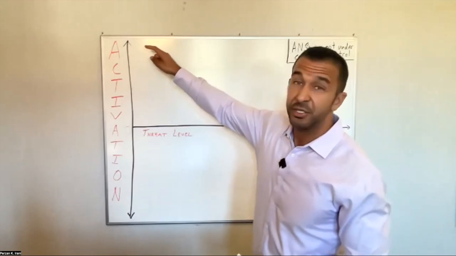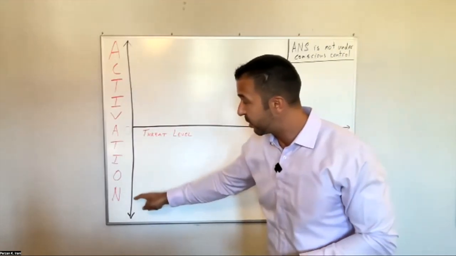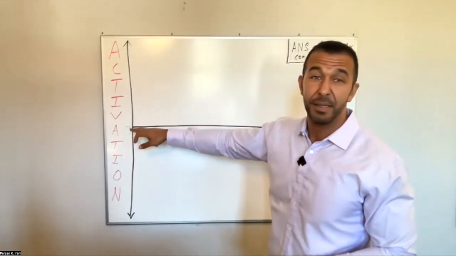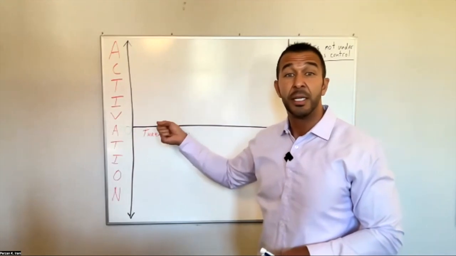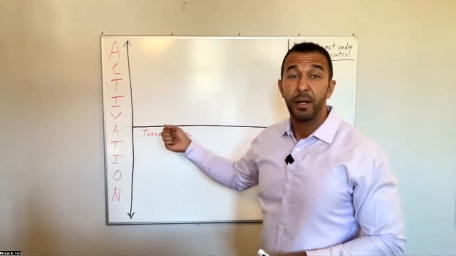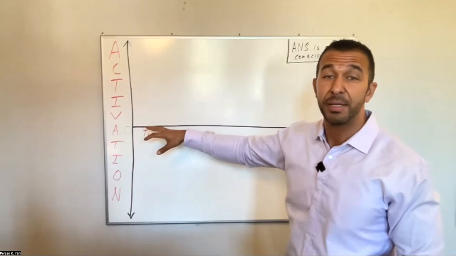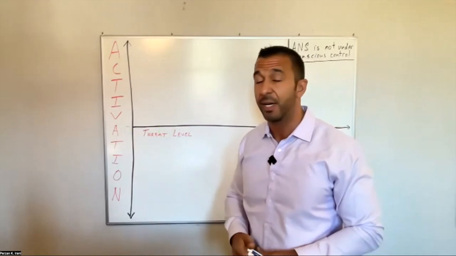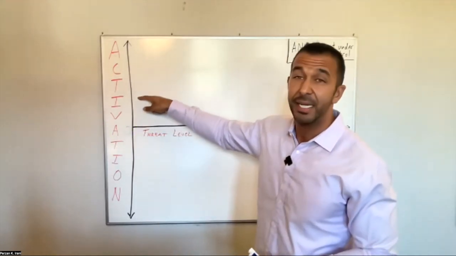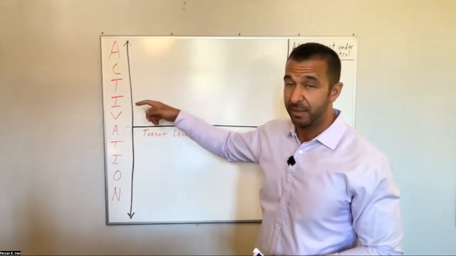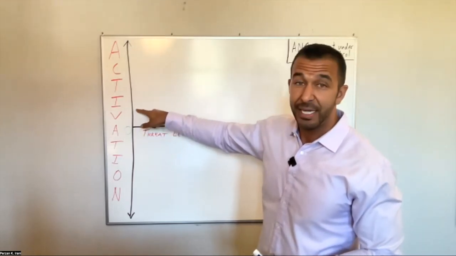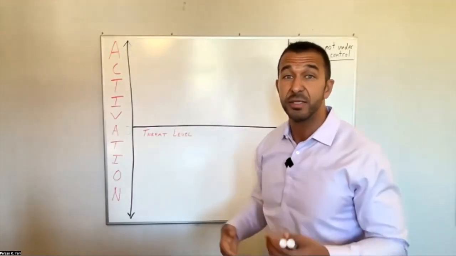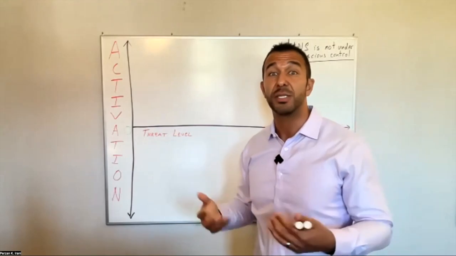I drew two lines here. There's a vertical line right here with the word activation. At this point, it means there's no activation. You're in a calm, neutral, alert place; your autonomic nervous system, your body, is at a state zero: calm, neutral, alert, awake. As we move up on this line, the body and nervous system get more and more activated. Down here it's mildly activated; way up here it's peak, maximum activation, meaning the autonomic nervous system is at its highest level of activation.